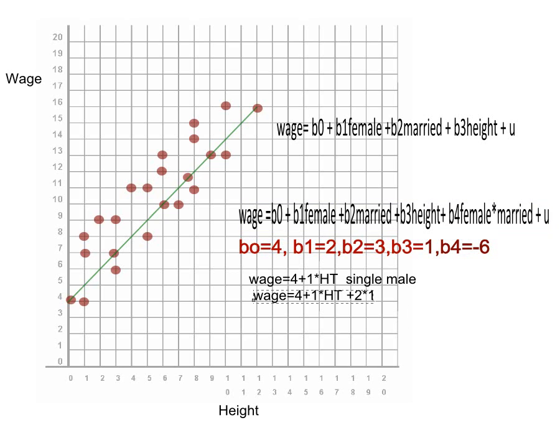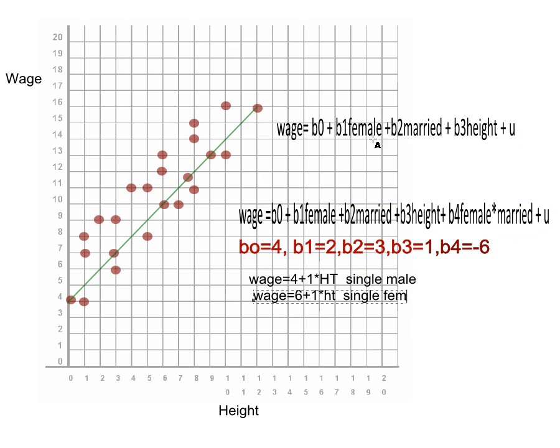And not married, so that term's going to be 0 times the married estimate. And since the person is not married, then this b4 is also going to be 0. So we're just left with this equation, 4 plus 1 times height plus 2. Or we can rewrite that a little more simply as just add the 2 to the y-intercept. Wage equals 6 plus 1 times height. So this is going to be for single females.